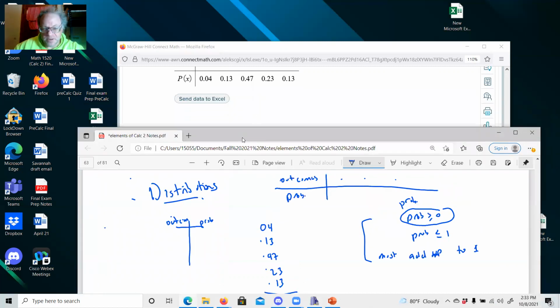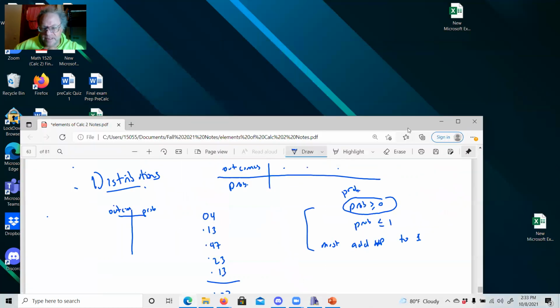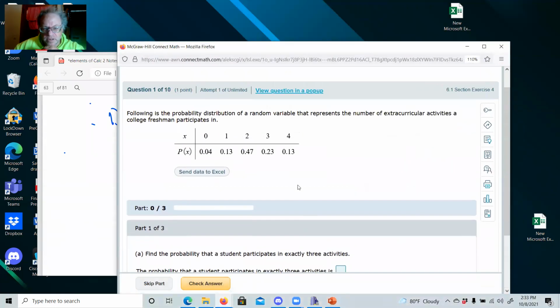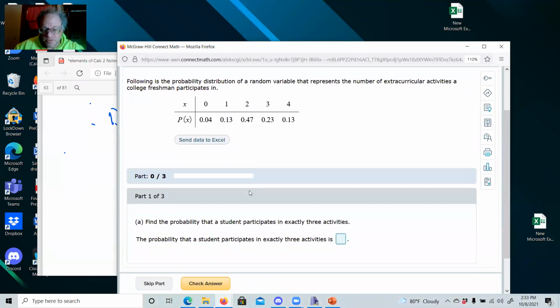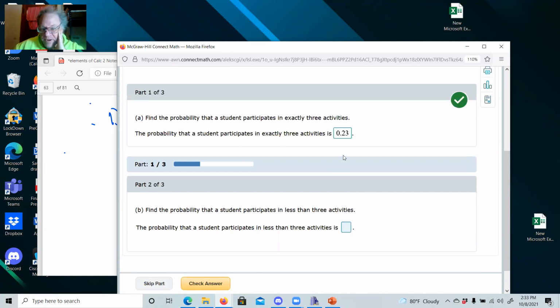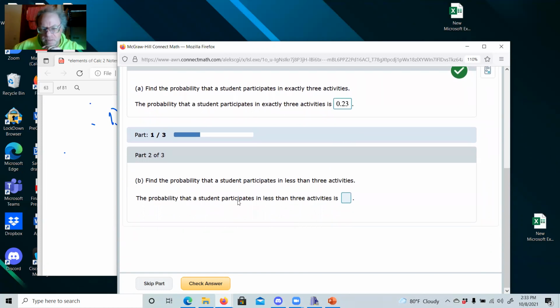Okay, so let's see. What are they asking? What's the probability that a student participates in exactly 3 activities? All right, so we just look at the 3 here. We say, okay, well, that's 0.23. Okay, so 0.23. You don't need the leading 0. Okay, I try to be good about writing those in, since a lot of students are for medical professions, and they really like the leading 0. So we try to add it.